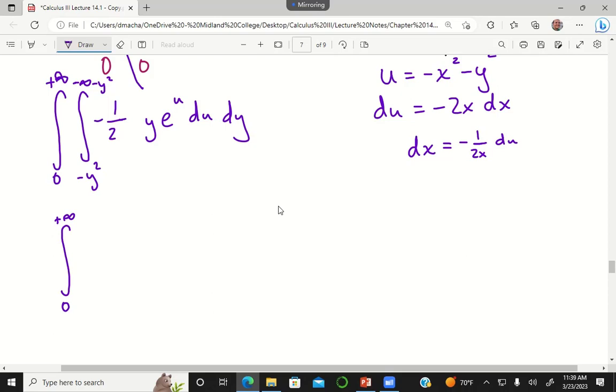Since the negative 1/2 is just a constant, I can put that outside the integral, just like we've always done. And since when I'm taking the antiderivative with respect to u, I consider y to be a constant, I can just write the y right there. And now I've got to think about the antiderivative of e to the u, which is just e to the u. And then I want to evaluate e to the u at negative infinity minus y squared and minus y squared.